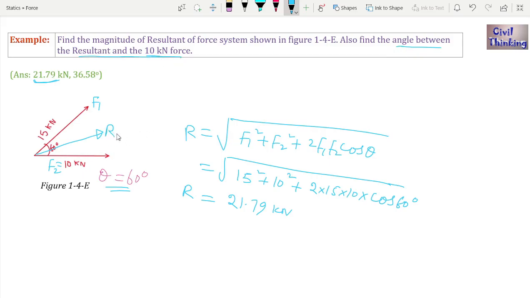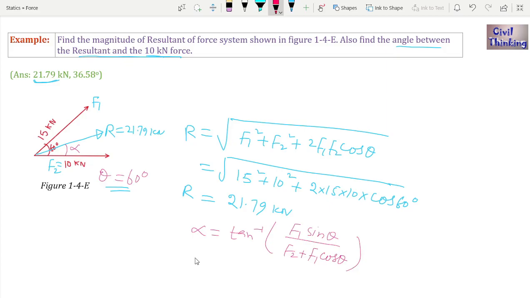Now let's find the angle between the resultant and the 10 kilonewton force. So this is the resultant, 21.79 kilonewton. Now we have to find this angle between the 10 kilonewton force and the resultant, right? Now we know alpha is tan inverse of F1 sine theta divided by F2 plus F1 cos theta, right?